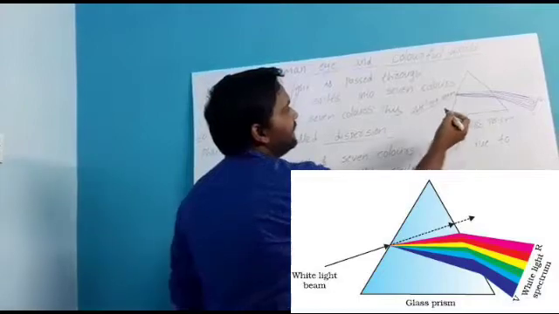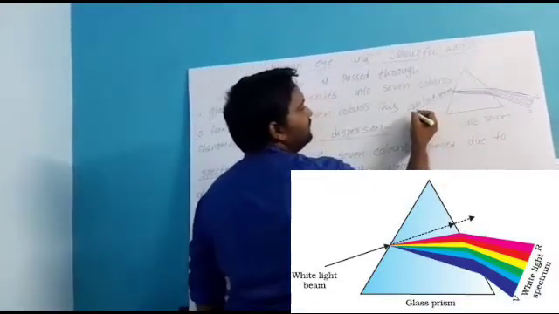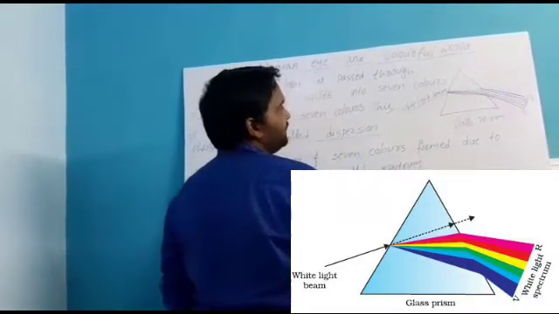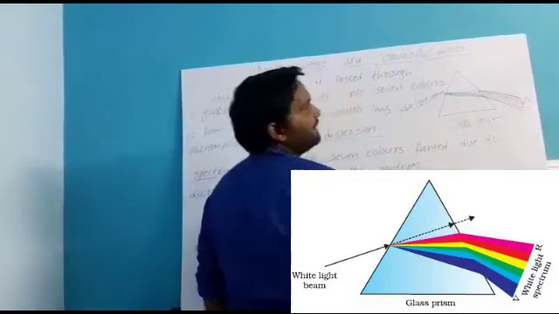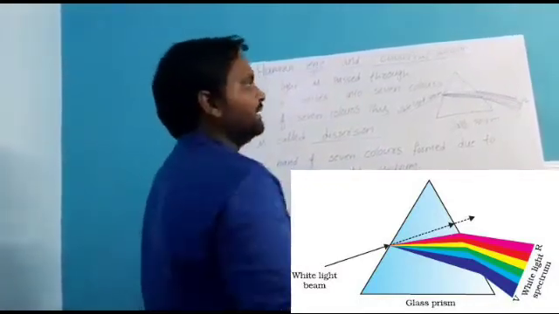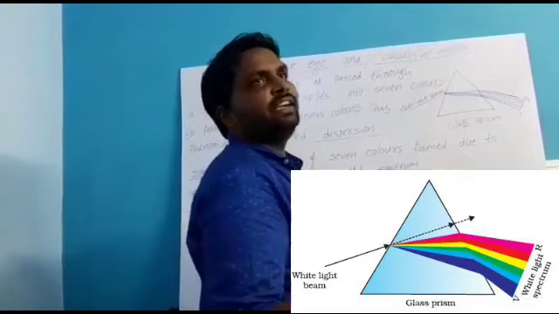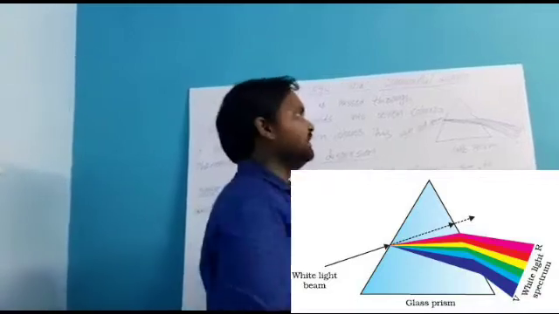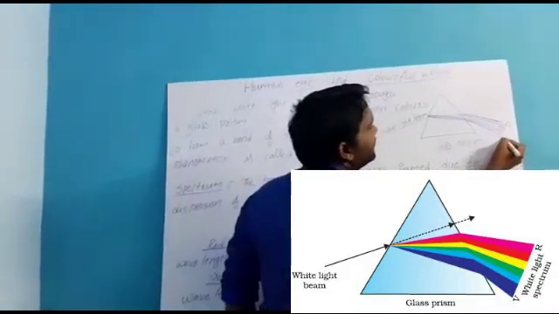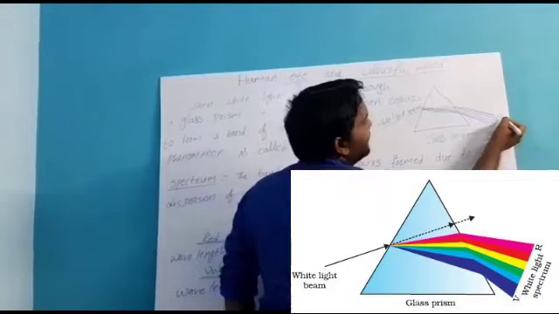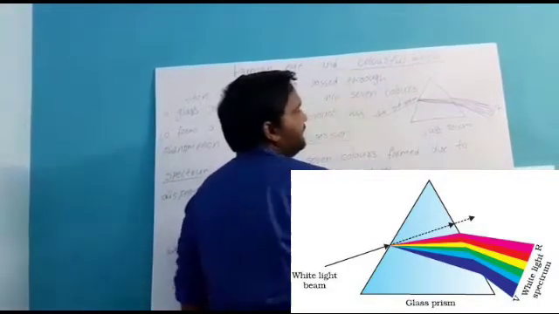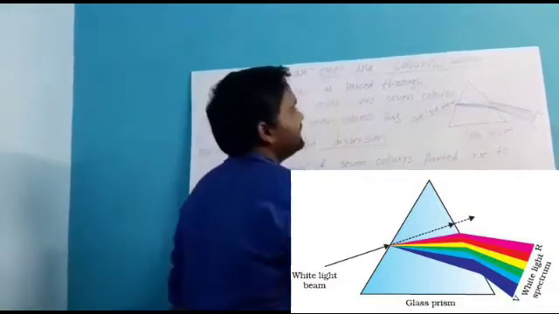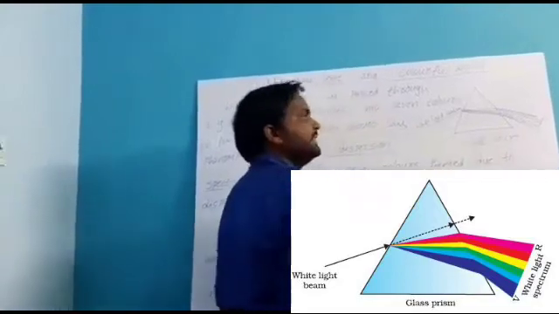For example, see here, I drew a prism diagram. When the white light passes into this prism, it splits into 7 colors. Those 7 colors we remember as VIBGYOR. V means the first color, violet, and the last letter R is red. So when white light passes into the prism, it splits into 7 colors. This phenomenon is called dispersion.